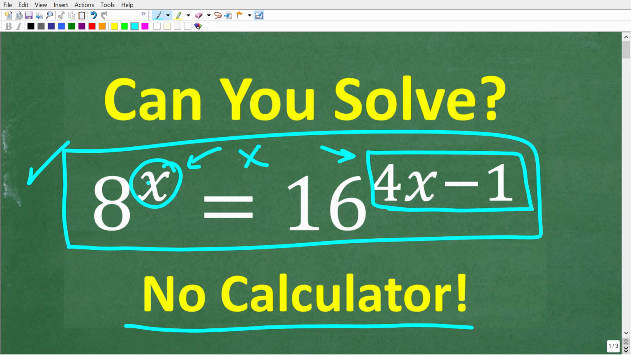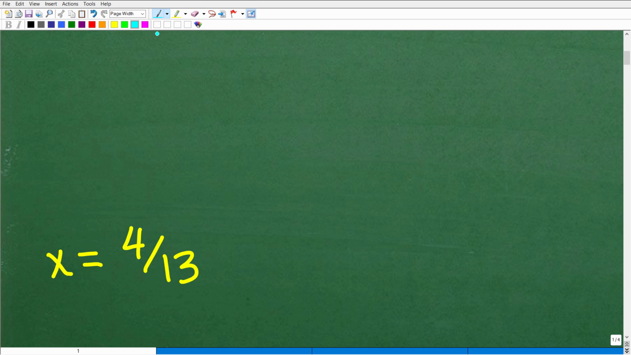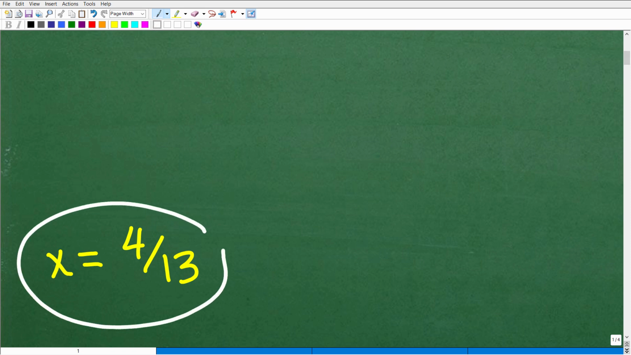Okay, so 8 to the x is equal to 16 to the 4x minus 1 power. So what is x equal to? X is equal to 4/13. 4 over 13. This is the correct answer. Okay, so how'd you do? Well, hopefully you got this right, and hopefully you didn't use a calculator.